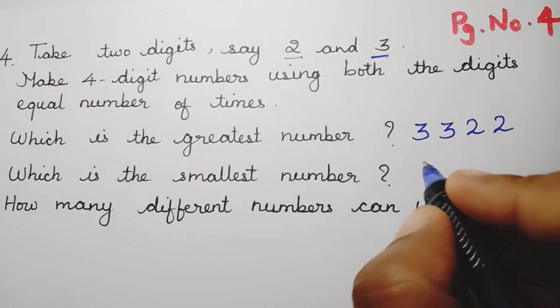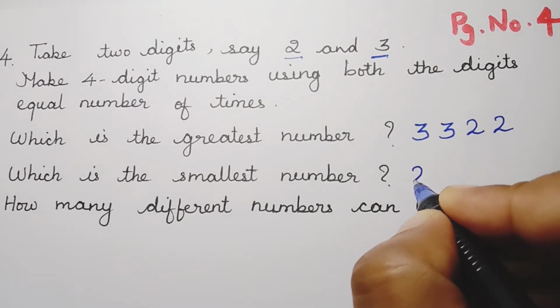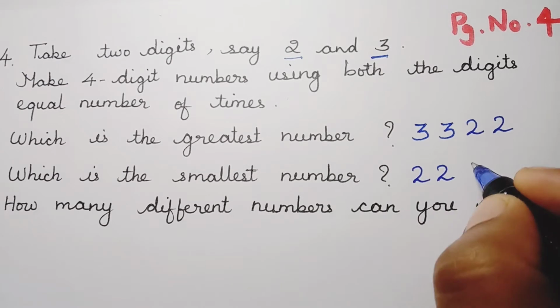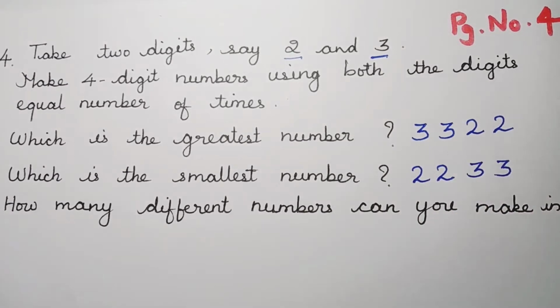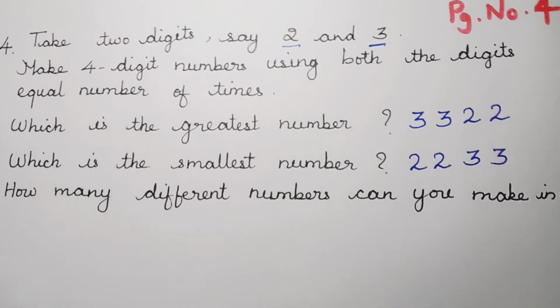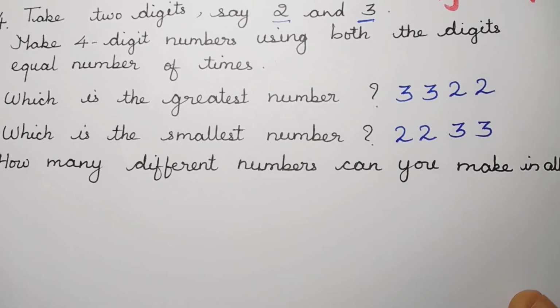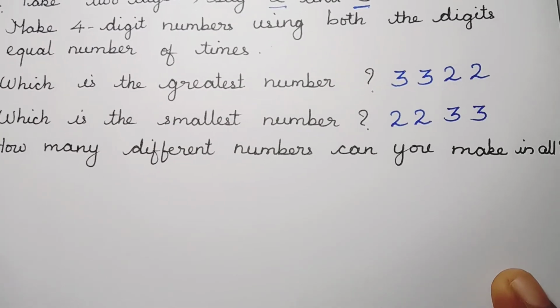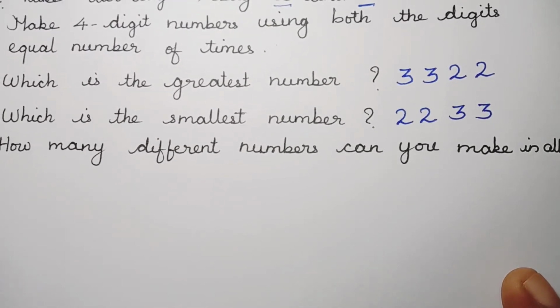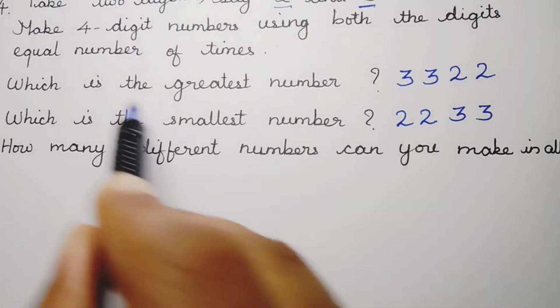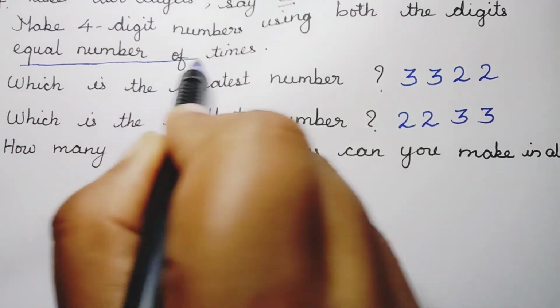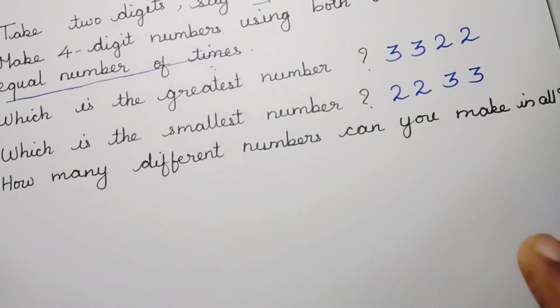So what is the smallest number? In the same way you have to write it in ascending order. 2 is written twice and 3 is written twice. Then the next question is, how many different numbers can you make in all? Altogether, how many numbers can be made? But the condition is you have to use each digit an equal number of times. So how to write this?